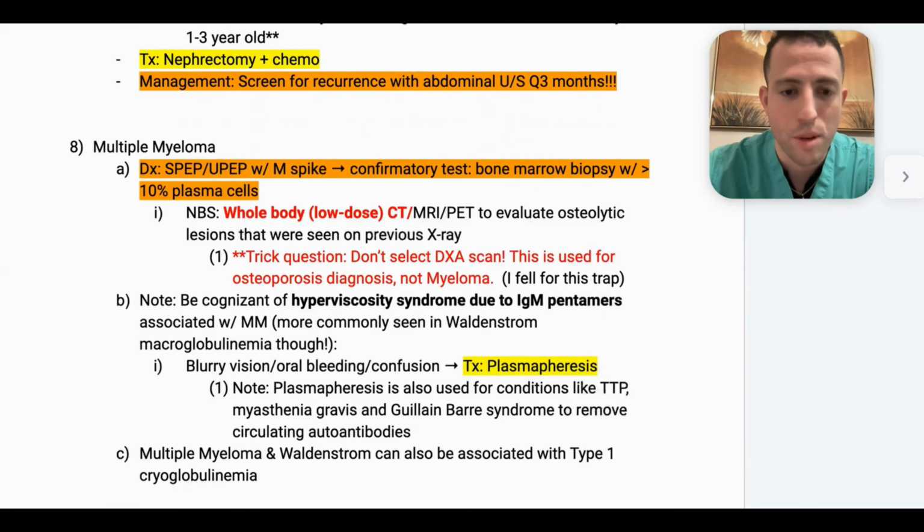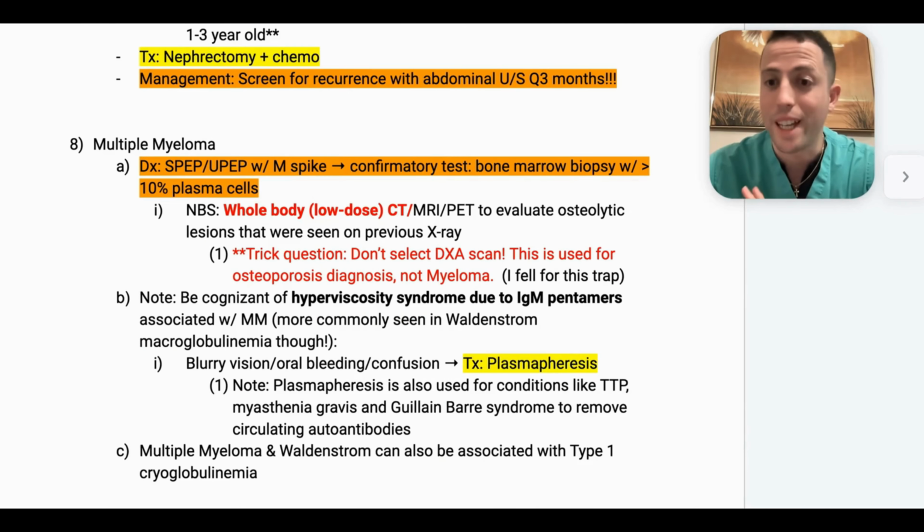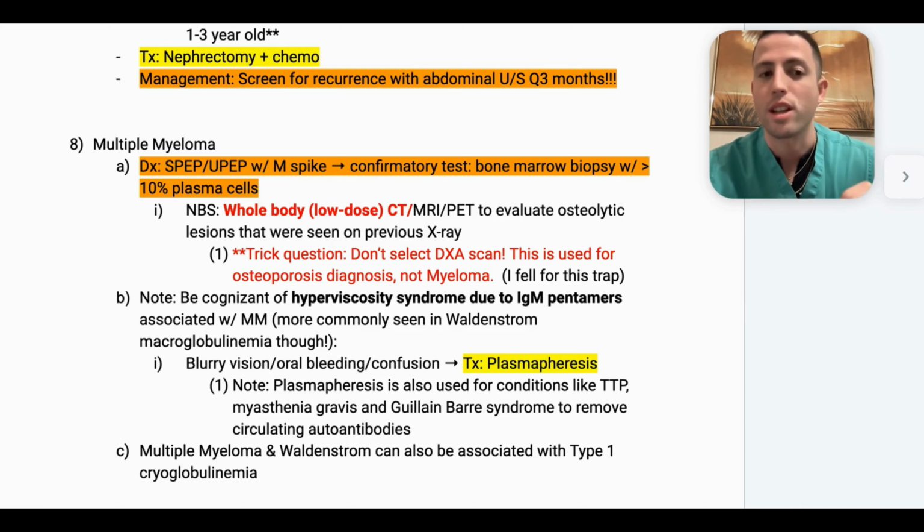All right, number 8, multiple myeloma. Again, another 10 out of 10, highest yield topic. So you're going to diagnose this with an SPEP or a UPEP showing an M spike. The confirmatory test is going to be a bone marrow biopsy, and it's going to show over 10% plasma cells.